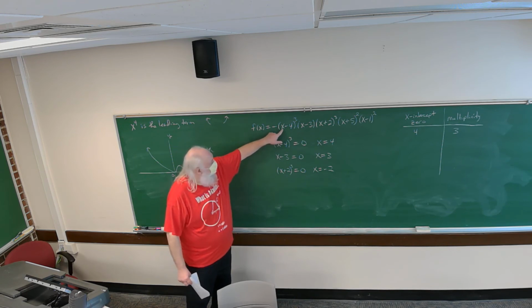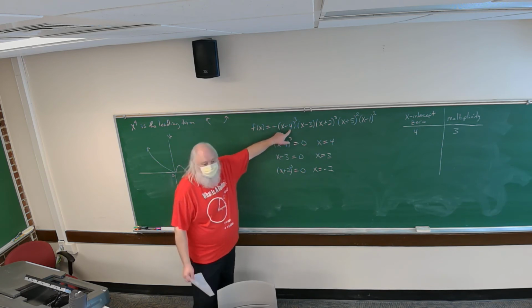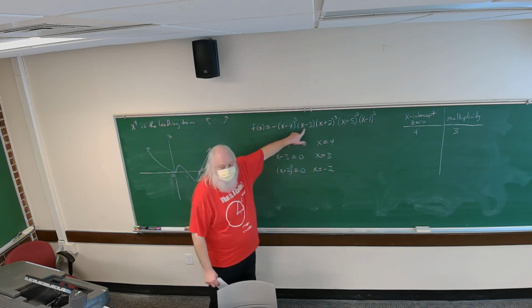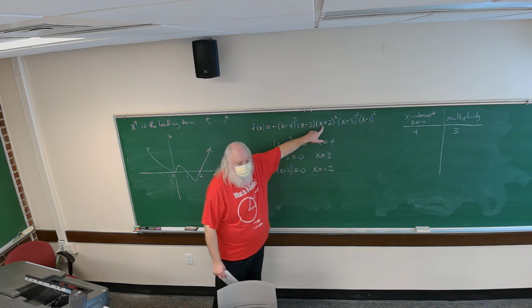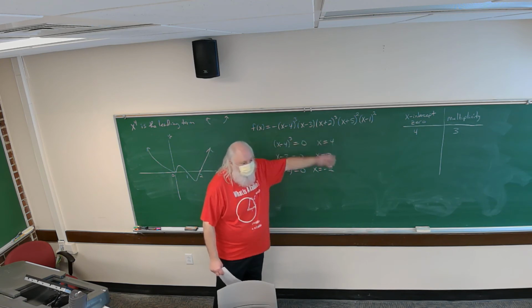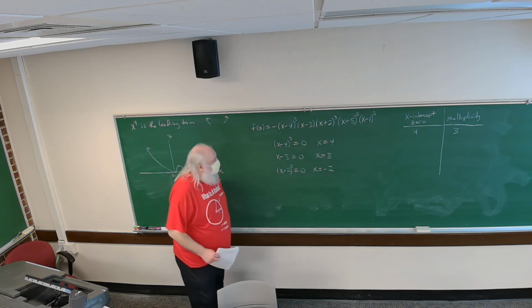You'll see you put in 4 for x here, 4 minus 4 is 0. Put in 3 for x here, 3 minus 3 is 0. Put in negative 2 for x here, negative 2 plus 2 is 0, right? You don't necessarily have to write all this out.